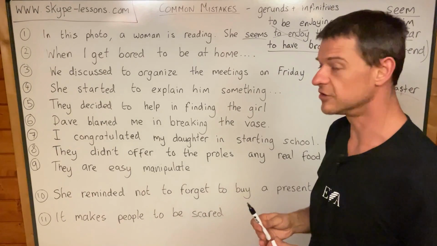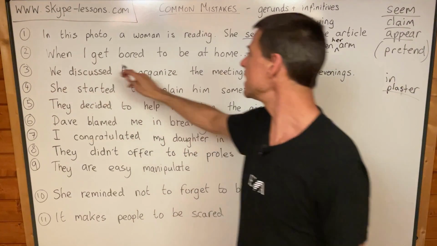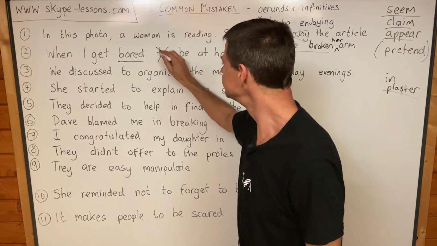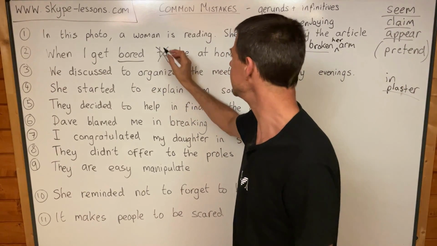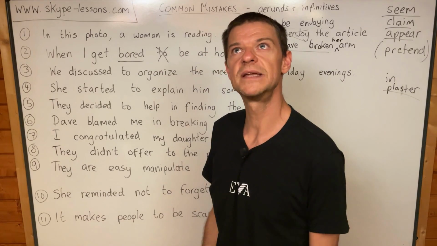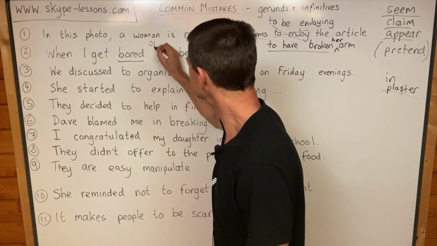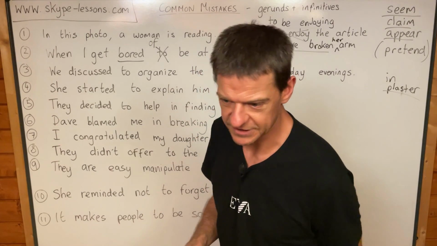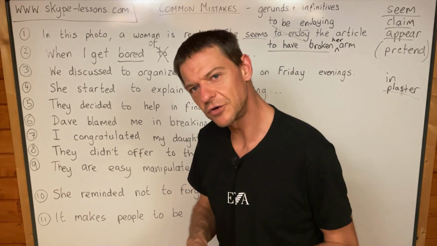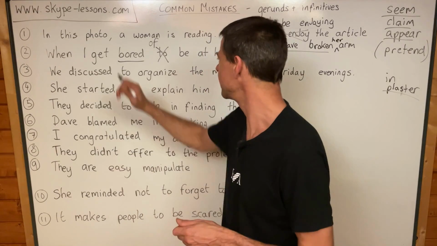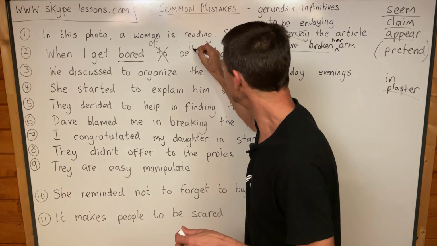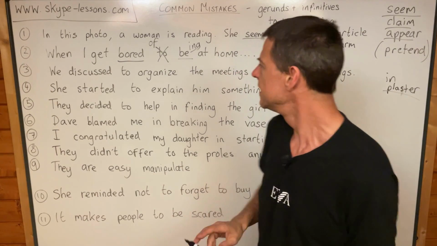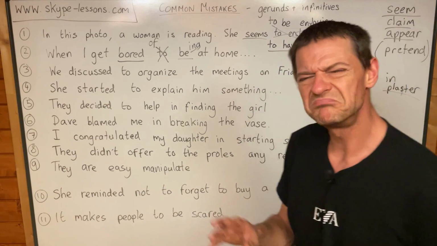Okay, number two, when I get bored to be at home. No, bored of. Yeah, when I get bored of being at home. Bored of, bored with, being bored. I say bored of. Yeah. I remember reading bored with in Cambridge. And that sounds odd to me because I always say bored of when I get bored of being. And I think everybody in this town says bored of and not bored with. When I get bored with being at home, no, I wouldn't say that.